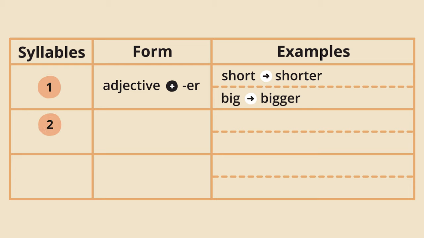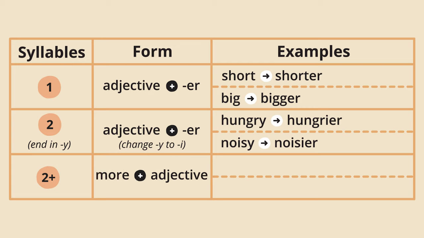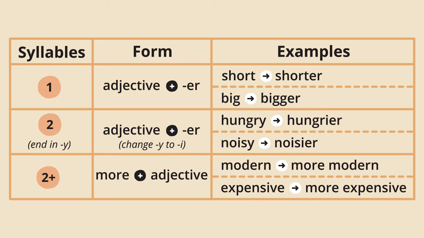For two-syllable adjectives that end in y, we change y to i and add -er. For example, hungry becomes hungrier, and noisy becomes noisier. For adjectives that are two syllables or more, we use the word more before the adjective. For example, modern becomes more modern, and expensive becomes more expensive.